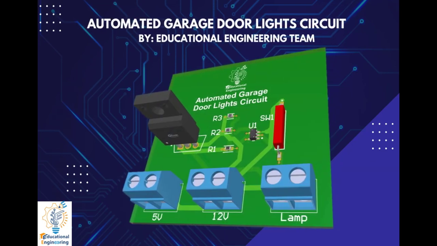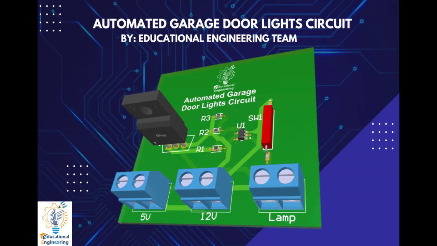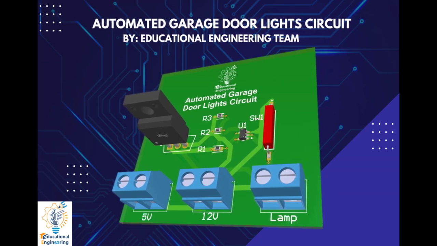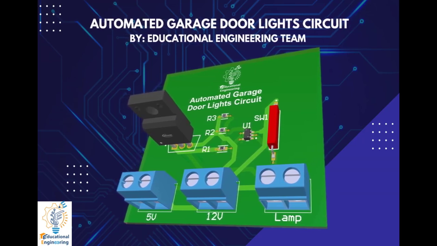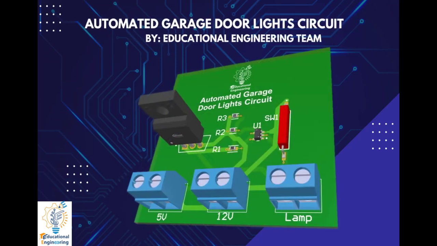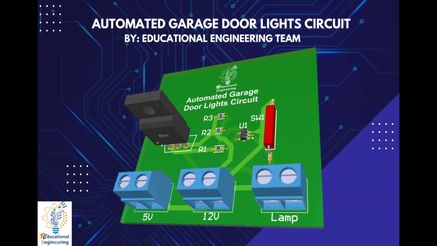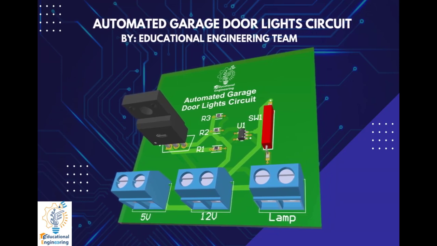Garage door lights are very essential, and it can be a pain when we switch it on and leave without turning it off. This leads to wastage of power and our energy. Automating the garage lights can be a solution for this problem. This circuit was designed to automate the garage light.